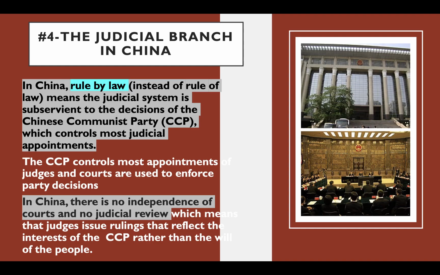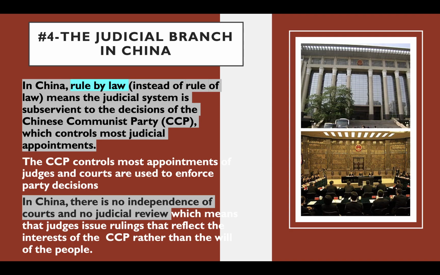The judicial branch, you need to know it's ruled by law, which means what, Sydney? If it's ruled by law, it's what? People can be over the law. Here in the United States, we're what, Sydney? Rule of law, which means everyone is equal. So Xi Jinping does not have to follow the rules like everybody else. With that being said, there is no judicial review in China.